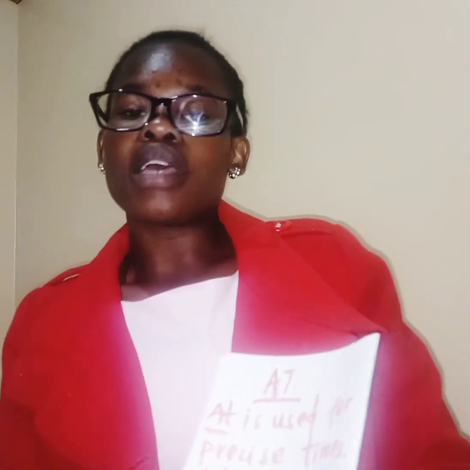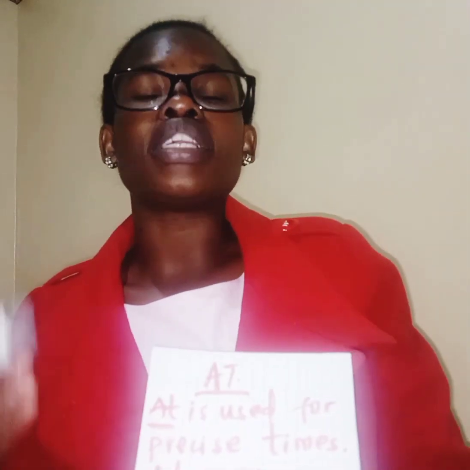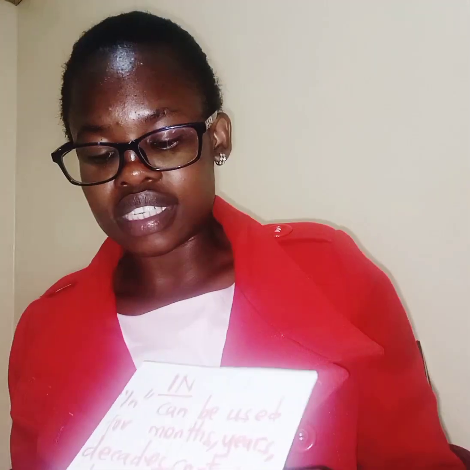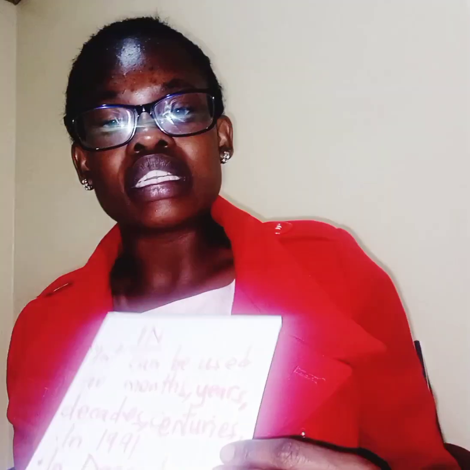When you want to use at, you use it when you talk about a precise time. For example, at the moment, at dawn, at dusk, etc. We also have the preposition in. In can be used for months, years, decades, centuries, etc. For example, in 1991, in December, in the 21st century, in the 70s, use in.